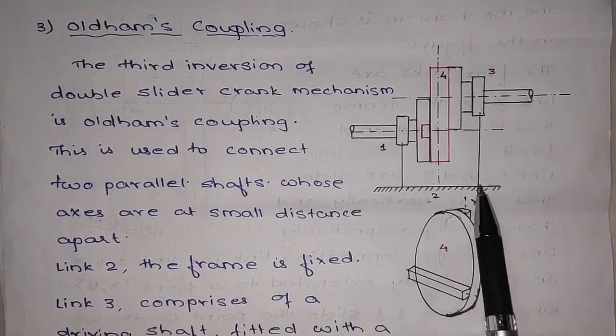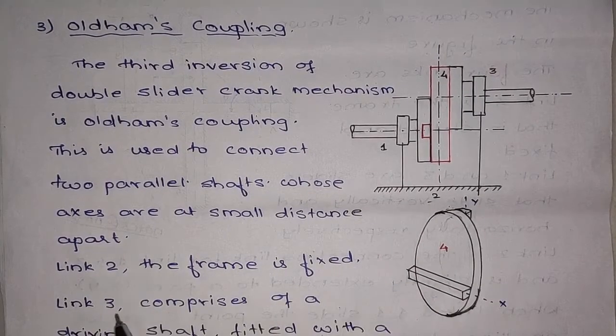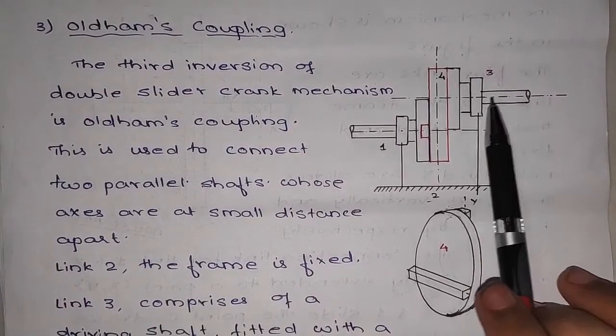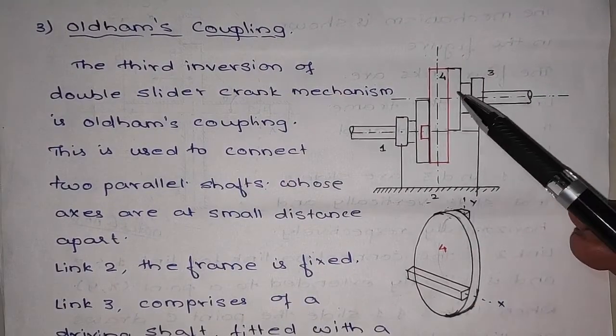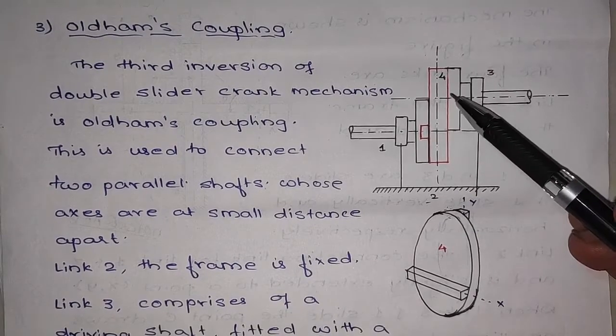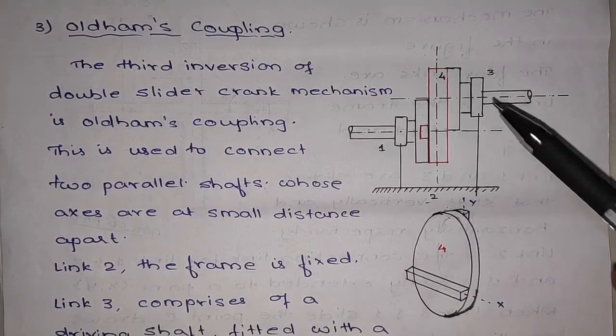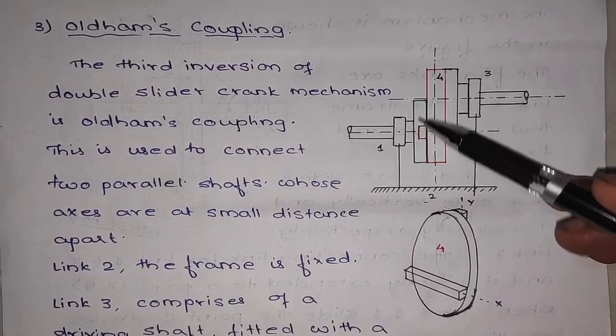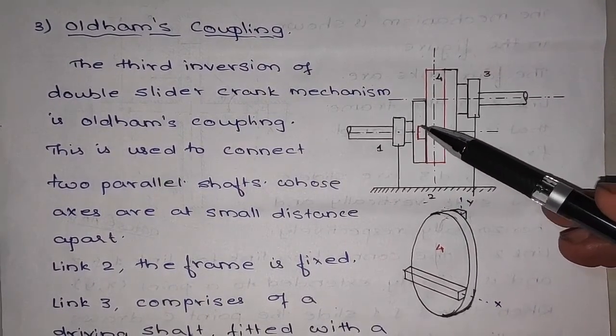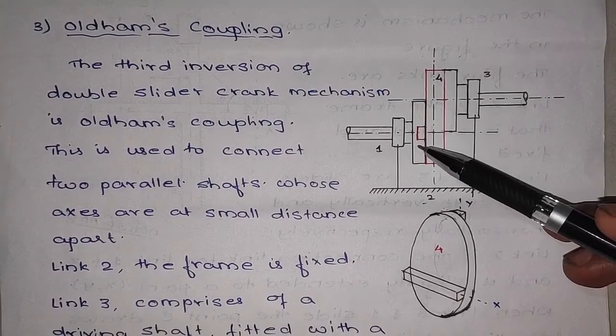So this link 2 is the frame and is fixed. Link 3 comprises of a driving shaft. So this is link 3 that comprises of a driving shaft. It is fitted to a flange having a diametrical slot. So there is a flange which has the diametrical slot. So you have a small slot exactly in the center or in the diameter. Link 1 comprises of a driven shaft fitted with a flange also having a diametrical slot on its face. So here this link number 1 also has a flange and that has a diametrical slot on its face.